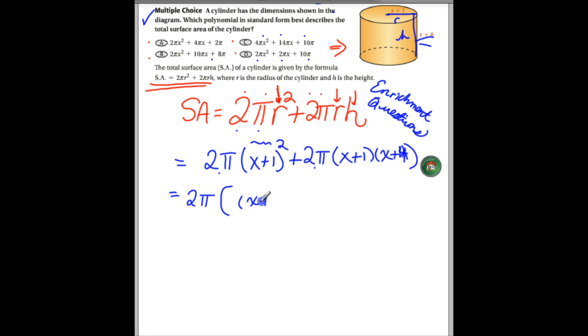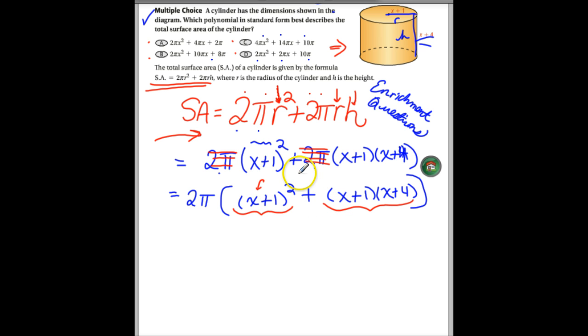And then we have x plus 1 squared, and then we have an x plus 1 times an x plus 4. So you'll notice what I've done here is I've taken this 2 pi and I factored it out of both. It's common to both terms. I can pull it out and factor it out. Then I'm going to go and FOIL both of these. You might say, well, there's not 2 of them here. And I'll say, yes, there is. Really what I've got going there is x plus 1 times x plus 1.